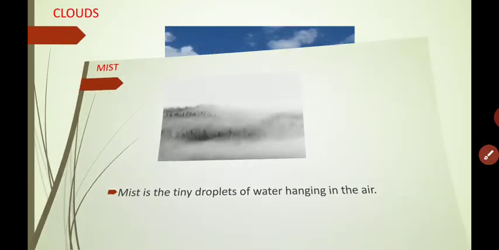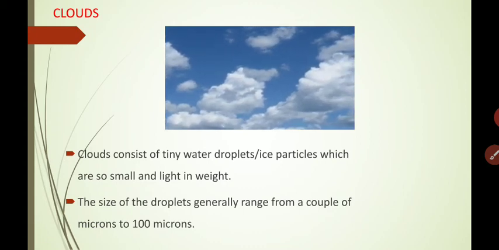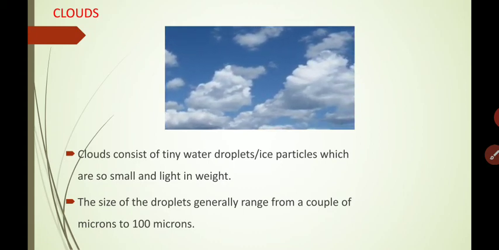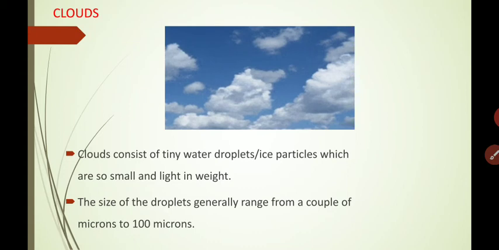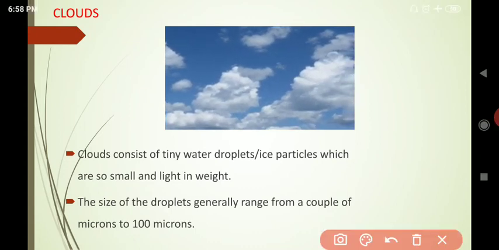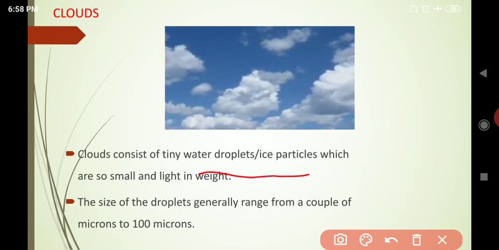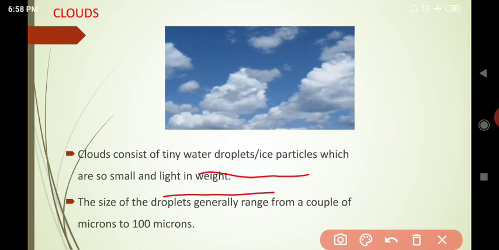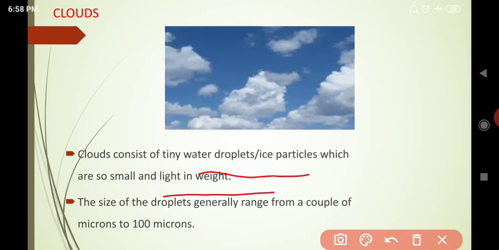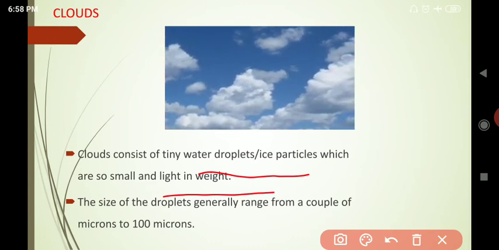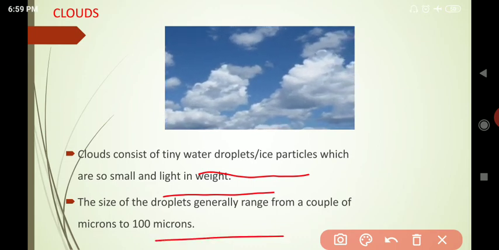Next one is cloud. Cloud consists of tiny water droplets or ice particles which are so small and light in weight. The cloud is condensation of tiny water droplets and ice particles, which are very small and very light. The size of droplets generally ranges from a couple of microns to 100 microns.